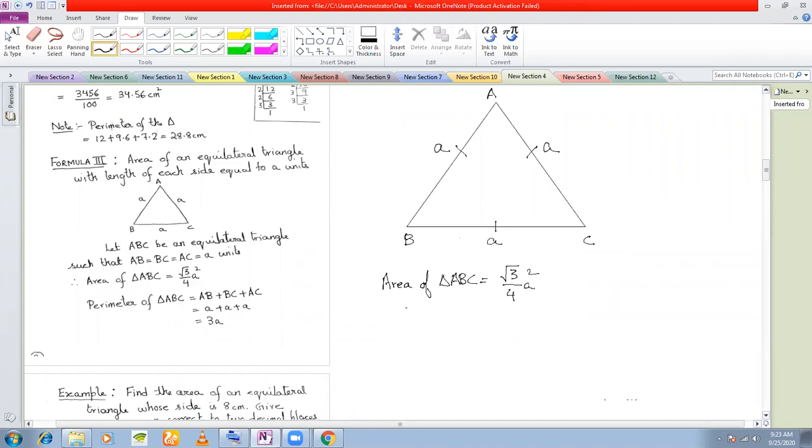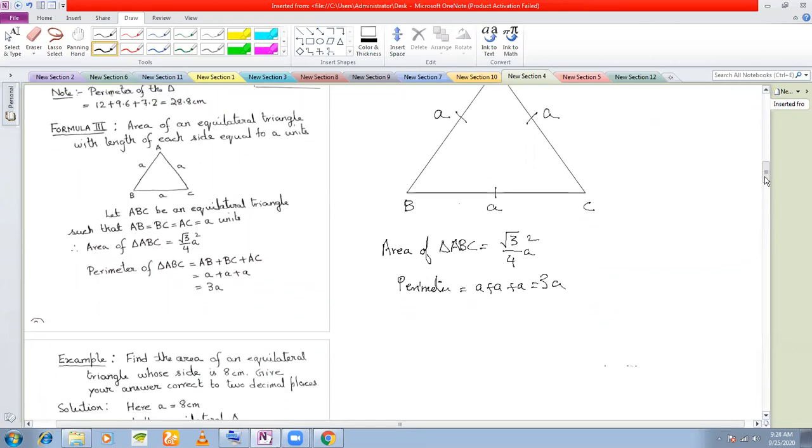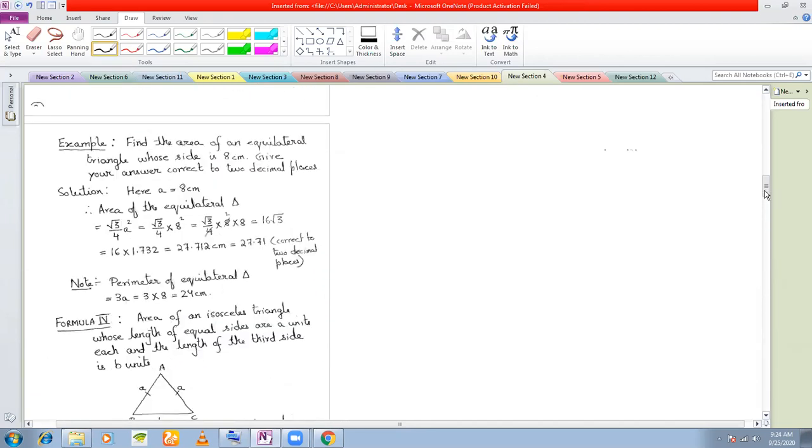And of course, the perimeter of this triangle is the sum of the sides, a plus a plus a, which is 3a. Okay. Perimeter is nothing but the sum of the sides. In fact, you don't need to remember the formula for perimeter for any of the triangles. If you know the sides, you can find out the perimeter of the triangle. You just add up the sides. So that is what the area of an equilateral triangle is.